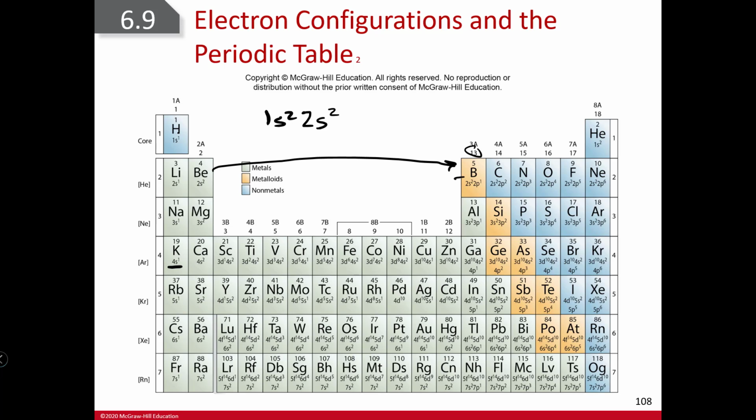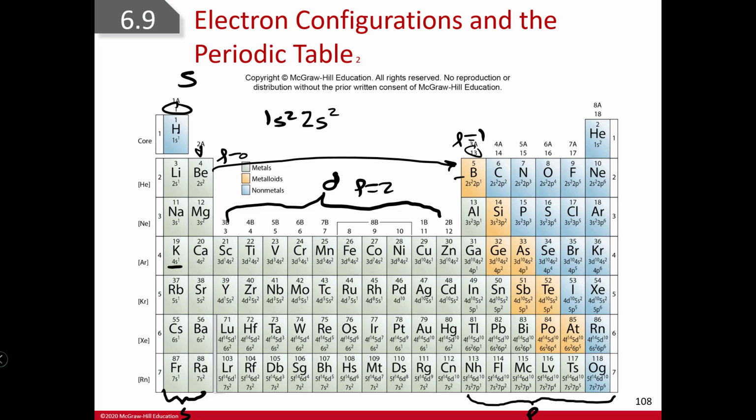That's because we're going from L equal to 0 over here, the S, to L equals 1 over here called the P. So notice these first two groups, groups 1 and 2, fill up the S except for the first period because hydrogen and helium fill up the 1s. But groups 1 and 2, we generally call this the S block. All right. Groups 13 through 18, we generally call the P block. And then groups 3 through 12, we call the D block. This is L equals 2. This is where L equals 2 comes into play.